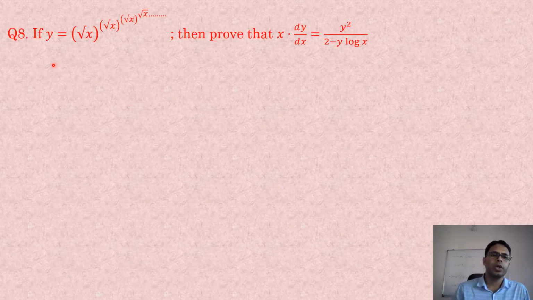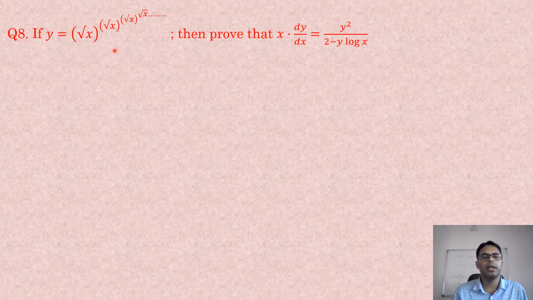So this is our question now. If y is equal to root x whole power root x whole power root x whole power root x and so on up to infinity, then we are to prove this expression. Okay, so here again you see this is a symmetric infinite series. Actually you should give an infinity sign here. It is a typing error only, so you give one infinity sign here. So this is a symmetric infinite series and we are to show this expression.